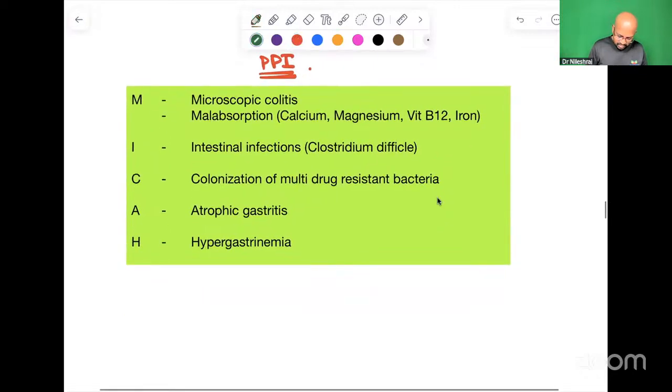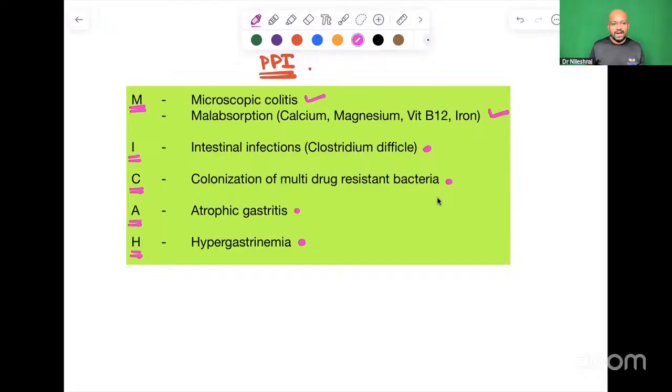M stands for microscopic colitis and calcium, magnesium, vitamin B12, and iron malabsorption. I stands for intestinal infections, especially Clostridium difficile associated diarrhea can be developed. C stands for colonization of multi-drug resistant bacteria. A stands for atrophic gastritis. H stands for hypergastrinemia. All of these are adverse effects of proton pump inhibitors.